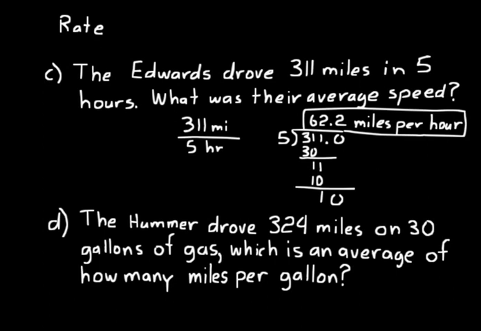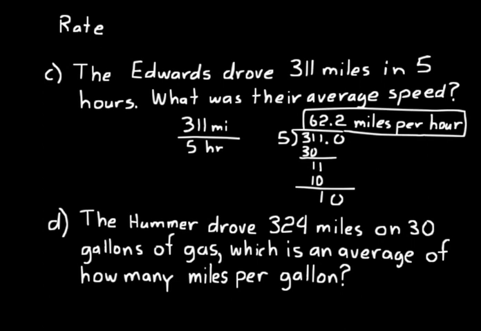Look at problem D. The Hummer drove 324 miles on 30 gallons of gas, which is an average of how many miles per gallon? So think about the question that they're asking here. How many miles per gallon? Hopefully by now you're recognizing that that means a rate or a fraction, miles per gallon. You have been given 324 miles and 30 gallons of gas, so you should be able to just do a division problem there to figure out the miles per gallon.